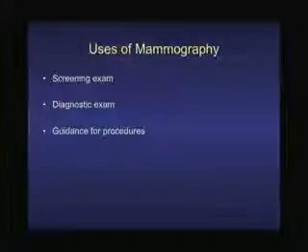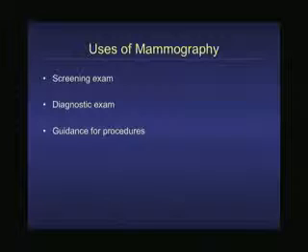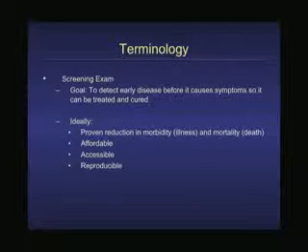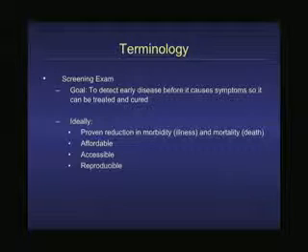So how do we use mammography? We can use it as a screening exam. We can use it as a diagnostic exam, and we can use it to guide us doing procedures. So let's talk about a screening exam. What does that really mean? The goal of any screening exam is to detect early disease before it causes symptoms so it can be treated and cured. And ideally, this test would have a proven reduction in morbidity, meaning it would make less people die from that disease. It would be affordable, so a lot of people can use it, accessible, and could be reproducible, right? We could rely on it.